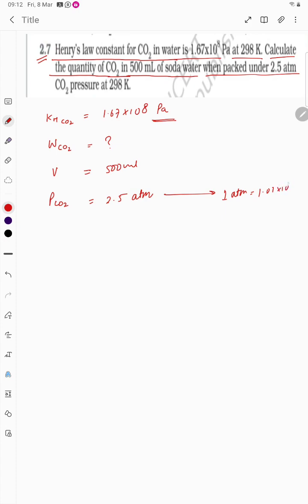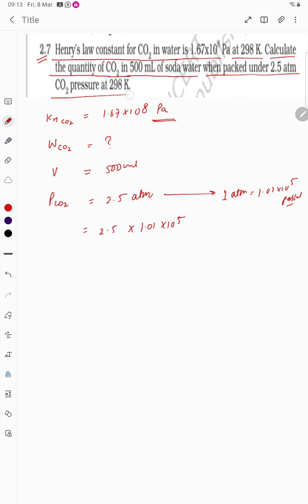1.01 into 10 power 5 Pascal. Sorry, not minus 5, it is 10 power 5 Pascal. Keep that in mind. So firstly you convert into Pascal: 2.5 into 1.01 into 10 power 5. Let it be like that.